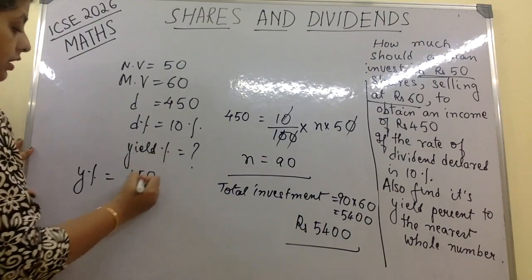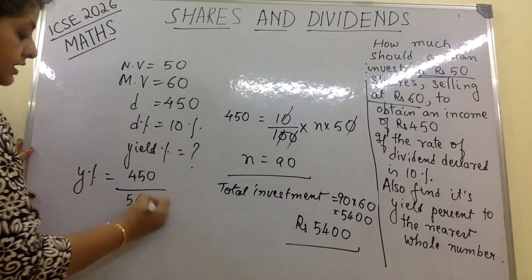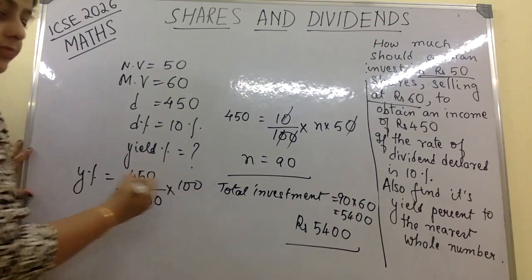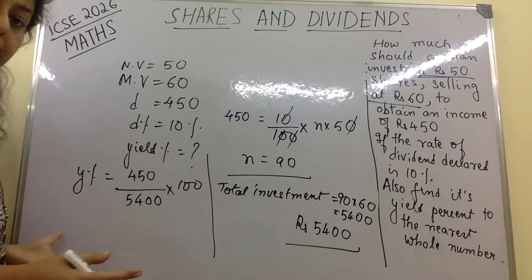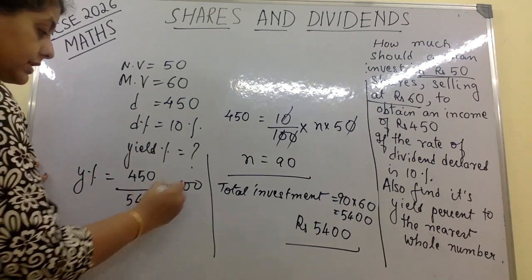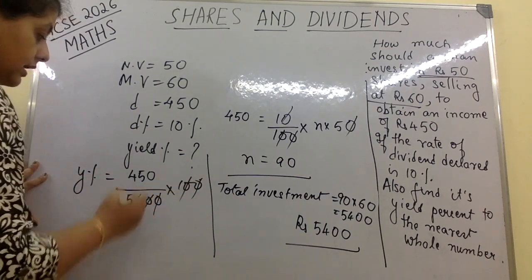Now yield percent is, he is making 450 rupees by investing this much money into 100. Okay, have I used any formula? I really don't know the formula. I don't need them. Okay, it is plain common sense. This chapter is plain common sense.